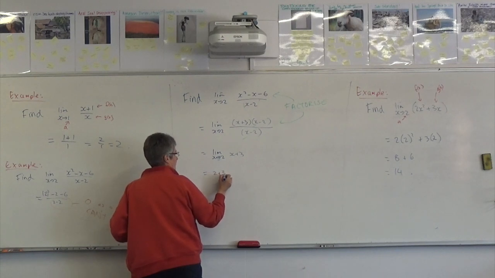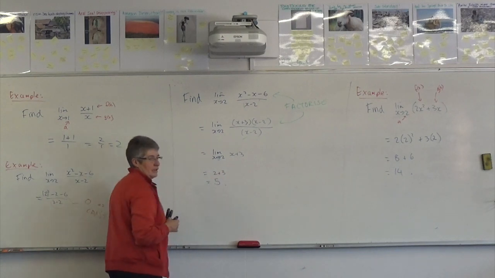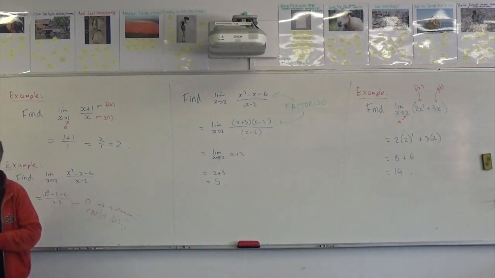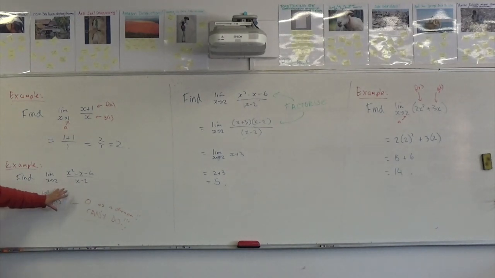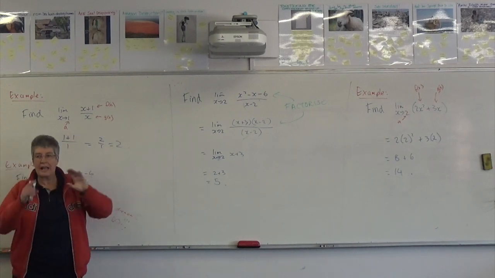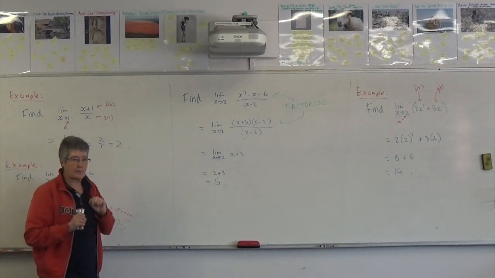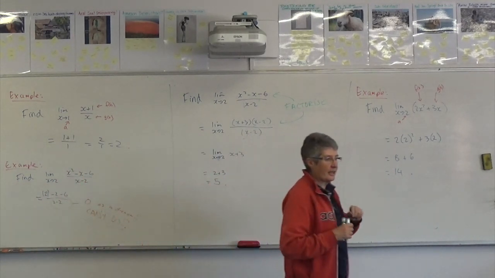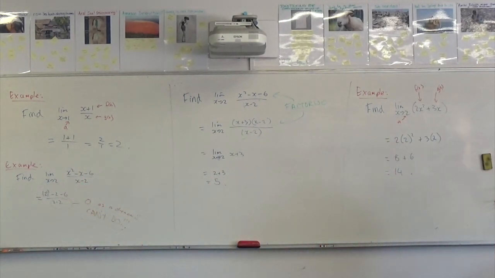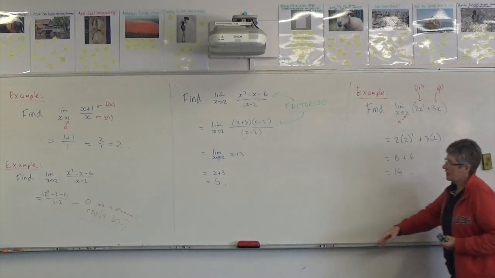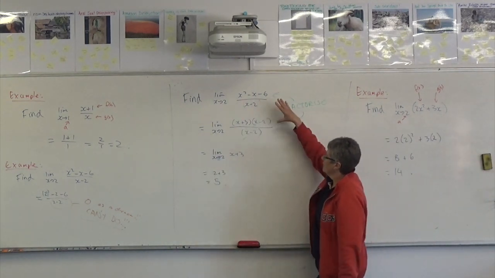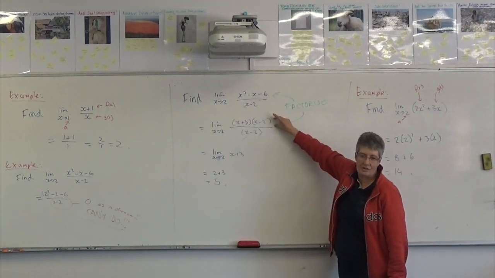So I get 2 plus 3 equals 5. So as soon as you start subbing things in and you get a 0 as a denominator, you've got to go, uh-oh, go back and look, and you should be able to factorise the top and cancel down. Okay? So as soon as you get into this situation, go back, factorise the top.